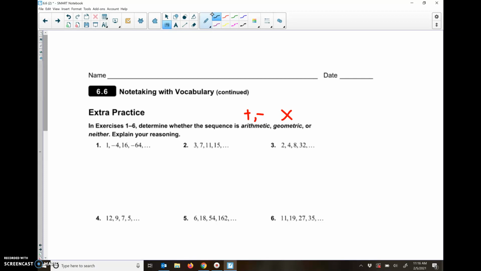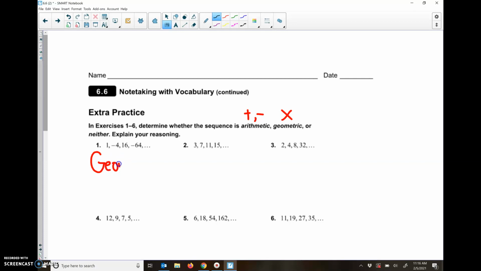So another reason I said geometric's more difficult for two reasons. One, because you have to think of multiplying. Two, because you can transfer and switch every sign like this one does. 1 to a -4 to a +16 to a -64. Some of you might be thinking, well, there's no pattern there because it keeps switching from positive to negative to positive to negative. But there really is a pattern there, and it's really geometric.